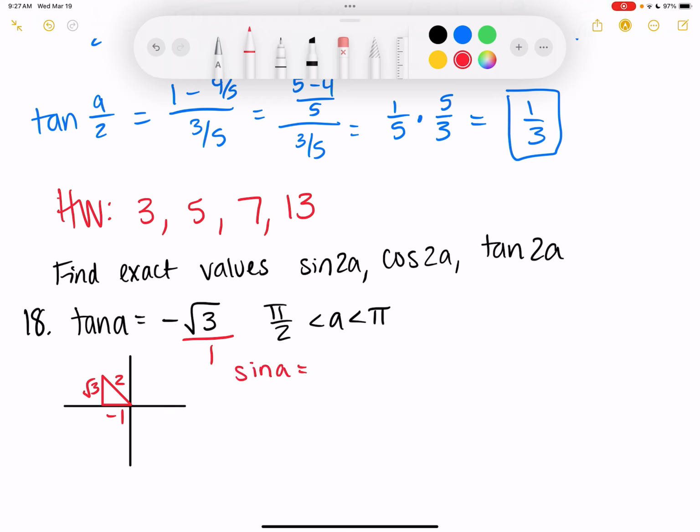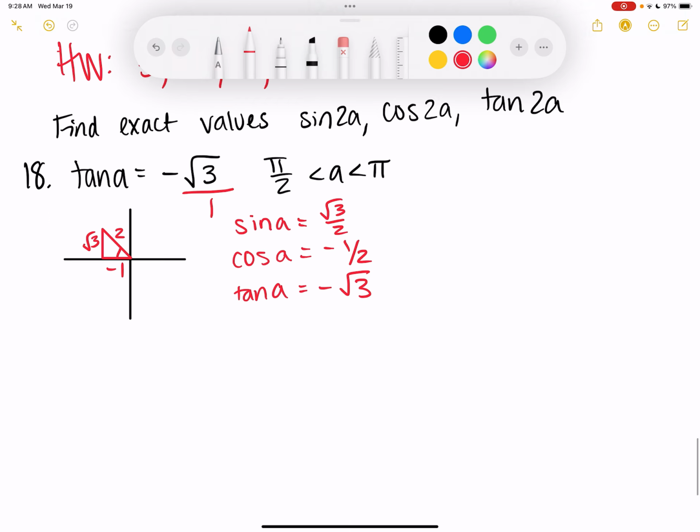I want to do these in the right order. Find the sine, cosine, and tangent of each of the things. Obviously, they gave me tangent. What's the sine of a? Sine is root 3 over 2. And negative 1/2 is cosine.